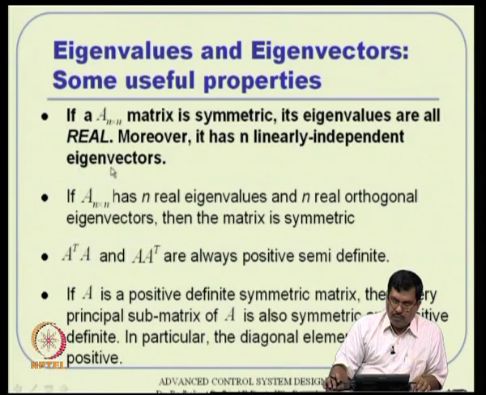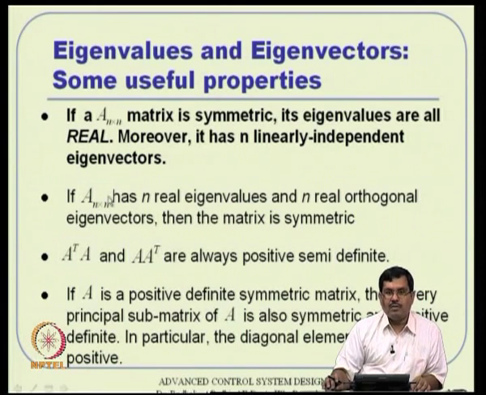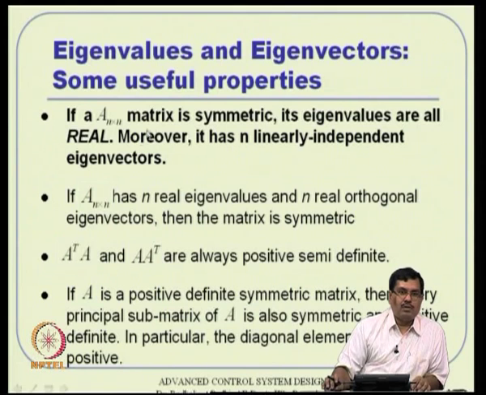And the next big property is: if a square matrix has n real eigenvalues and n orthogonal eigenvectors, then the matrix is guaranteed to be symmetric as well. That means this property is actually a converse of the previous property. Whatever you see there: if a matrix is symmetric, then the eigenvalues are all going to be real and it has n linearly independent eigenvectors. The converse property tells us that if a matrix has n real eigenvalues and n orthogonal eigenvectors, remember, not necessarily just linearly independent eigenvectors, they have to be orthogonal as well, then the matrix is guaranteed to be symmetric. That is the converse theorem.